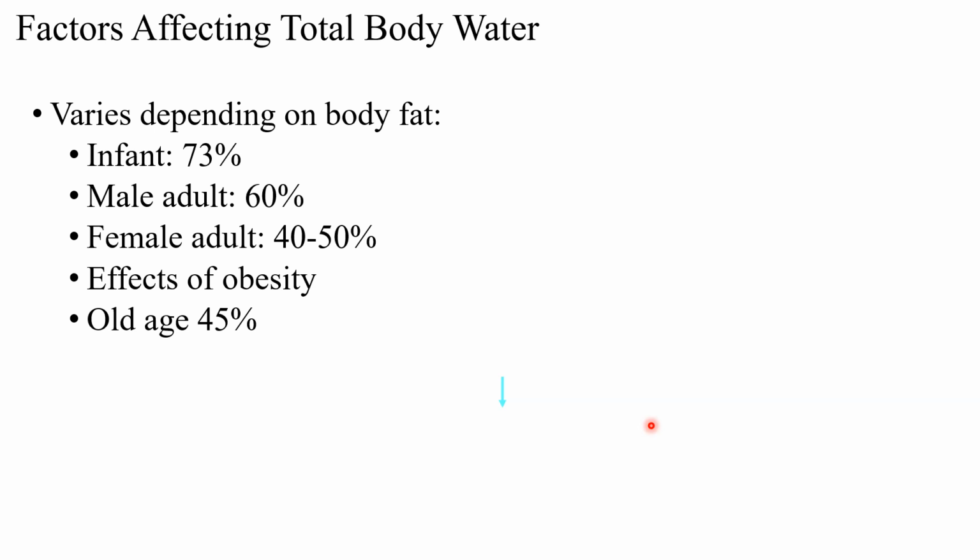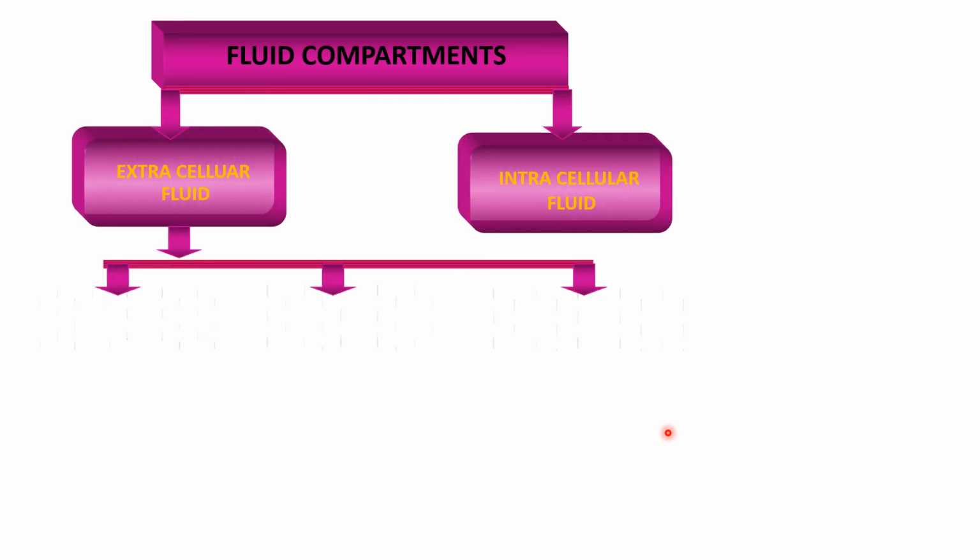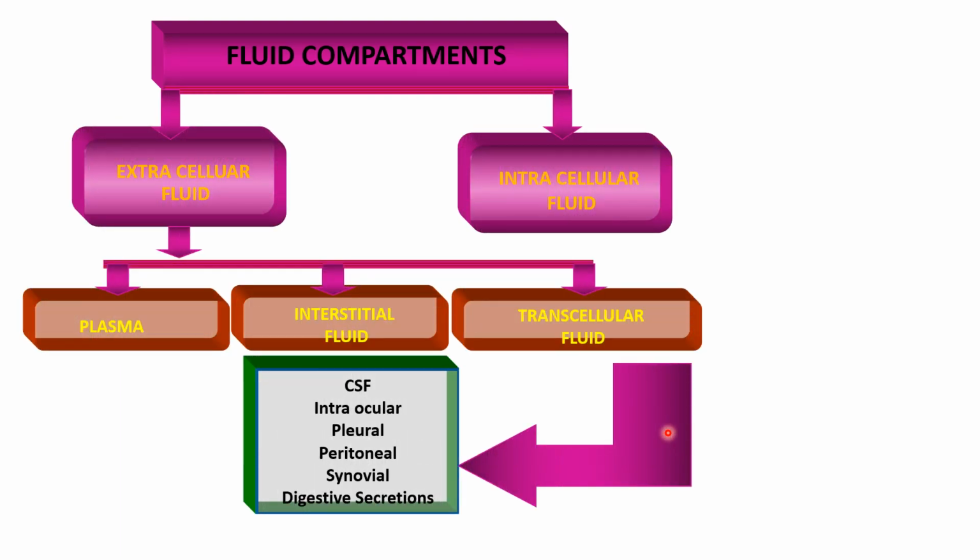So the factors affecting the total body water are: one is age, another is gender, our sex, male or female, then obesity, body content, age, etc. So this is the quick review.